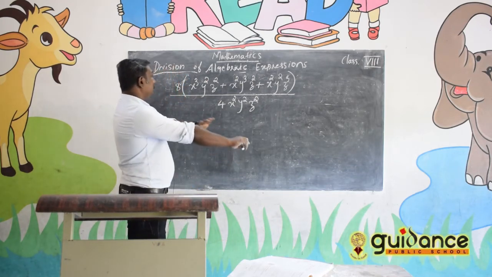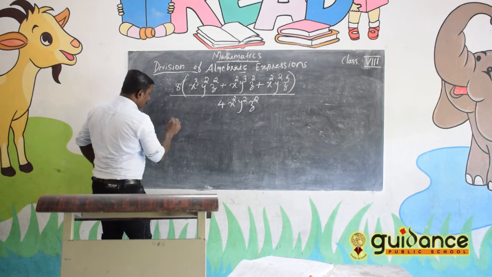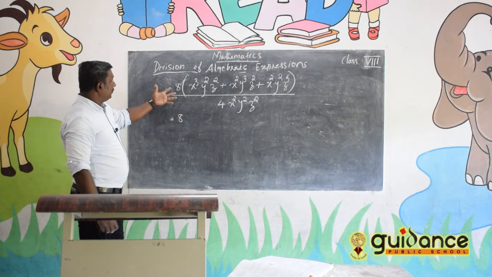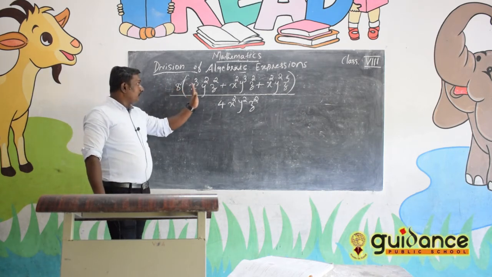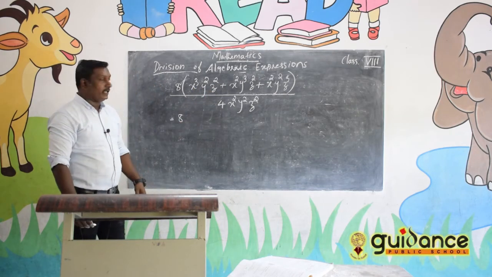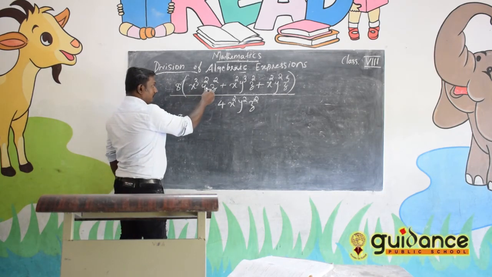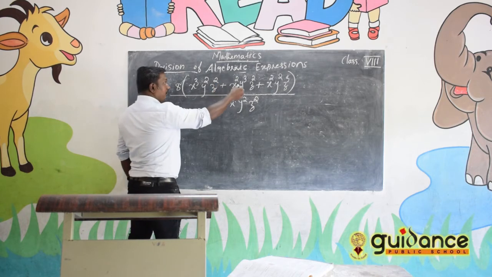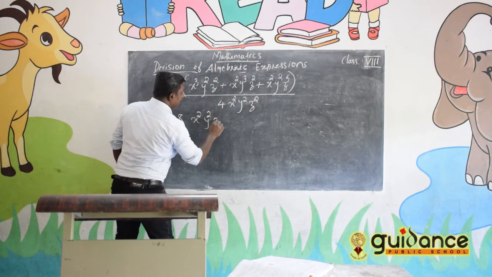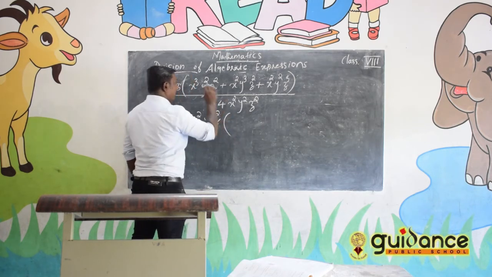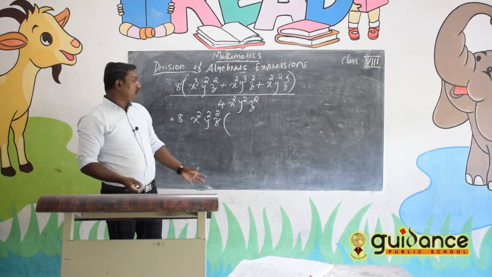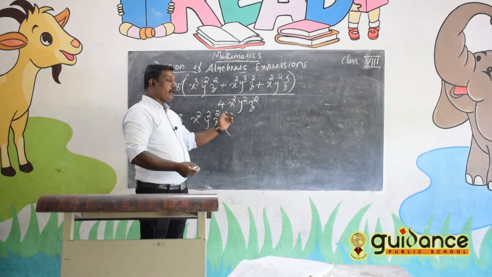Then what else can we take outside? What is the common thing we can take outside? 8 we can take outside. Then for x cube, what is the maximum power we can take outside? I think x square y square z square we can take. Here x square is there, y square is there, z square is there. Then x square y square z square we take outside from all these three terms.